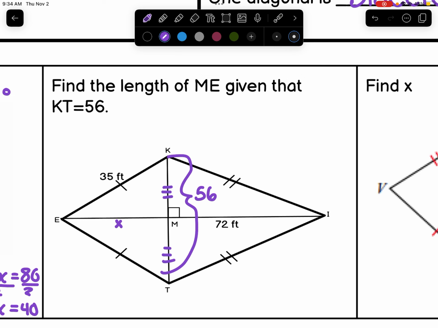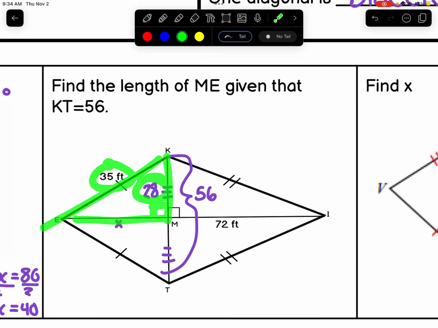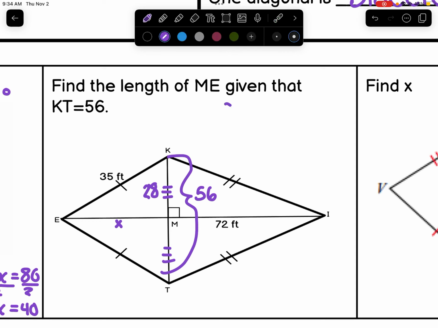So if KT is split in half, then half of 56, we are going to find that this is 28 units long. And so next, to figure out the length of ME. ME is a leg on a right triangle. And so we have two sides on our right triangle. We're missing the third. We're going to use Pythagorean theorem to figure out the length of that leg. And so Pythagorean theorem, a squared plus b squared equals c squared.